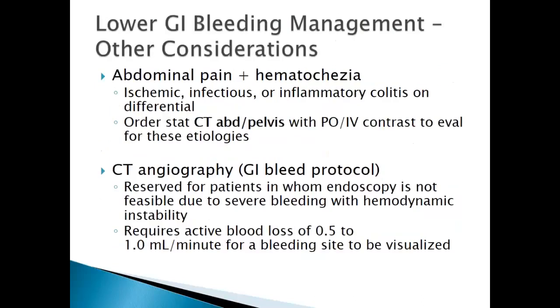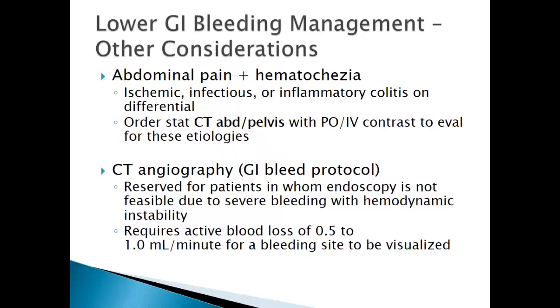A few other considerations with lower GI bleeding. If a patient presents with abdominal pain and hematochezia, it's important to not just focus on the hematochezia, but also on the abdominal pain, because that can change management in terms of whether they need a scope or something else, supportive care, antibiotics. Ischemic, infectious, and inflammatory colitis are all added to the differential if they have abdominal pain. So we always ask that a stat CT abdomen pelvis, just with PO and IV contrast, not necessarily an angiography, be done for these etiologies to rule out colitis.